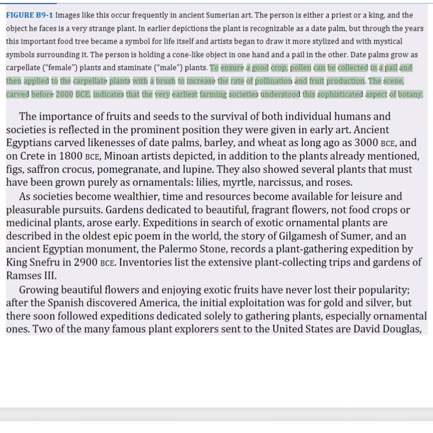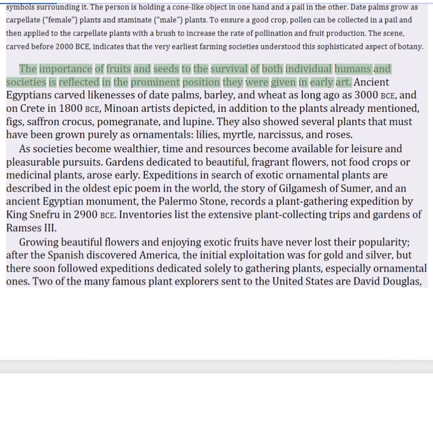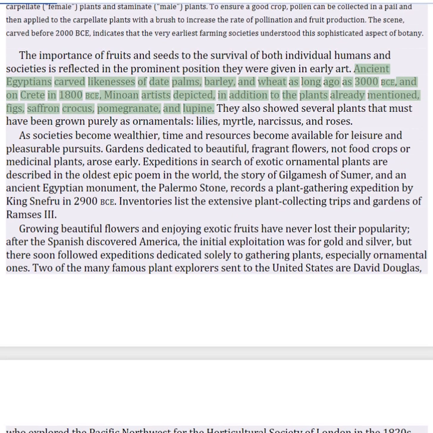The scene, carved before 2000 BCE, indicates that the very earliest farming societies understood this sophisticated aspect of botany. The importance of fruits and seeds to the survival of both individual humans and societies is reflected in the prominent position they were given in early art. Ancient Egyptians carved likenesses of date palms, barley, and wheat as long ago as 3000 BCE, and on Crete in 1800 BCE, Minoan artists depicted, in addition to the plants already mentioned, figs, saffron crocus, pomegranate, and lupin.